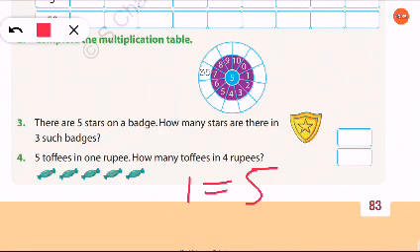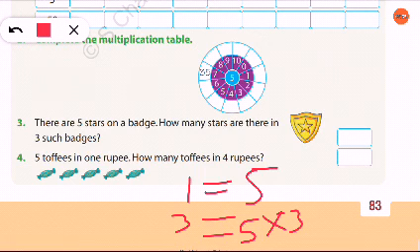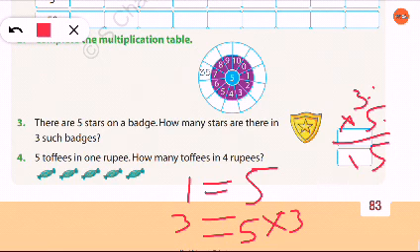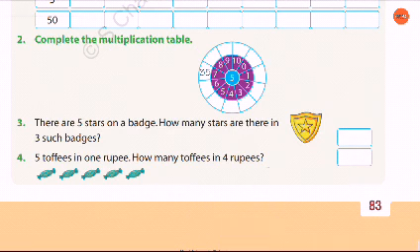So in 1 badge equals 5 stars, then 3 badges, what will it be? It will be 5 into 3. So we will write here 3 into 5. Okay, the number we are multiplying should be down and another number should be up. So we will multiply, 5 3s are 15. So number of stars will be 15. Okay. Now next question.